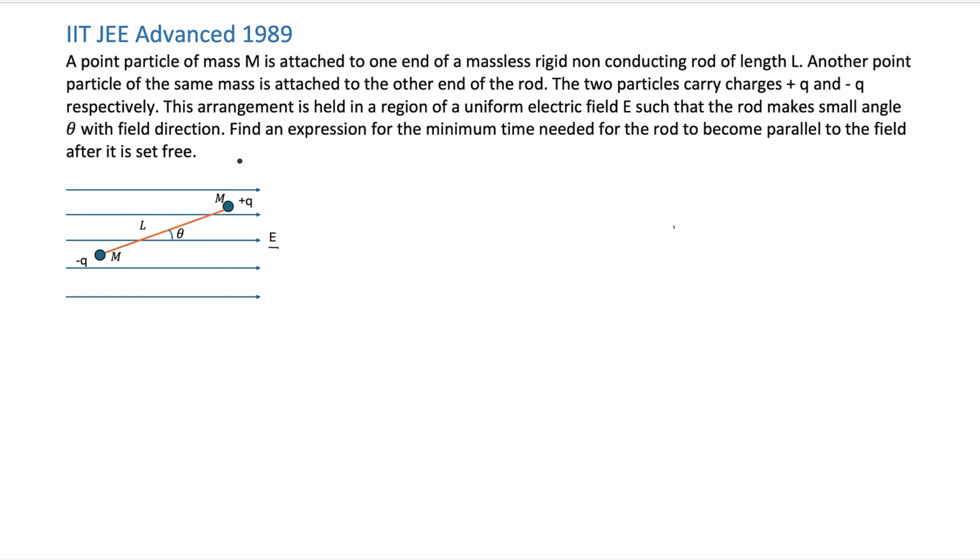Okay, and the question is, this rod is making at any instant t equal to 0 angle theta with E, the direction of E. So we need to find the expression for the minimum time needed for the rod to become parallel to the field. So the rod has to turn through theta, and we need to find how long will it take. I would urge you to give it a try and then come back and see the solution.